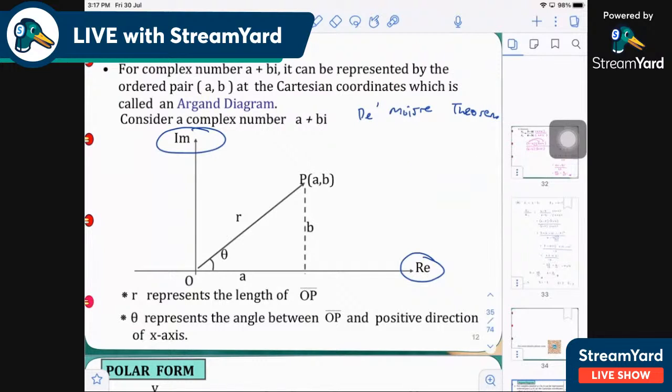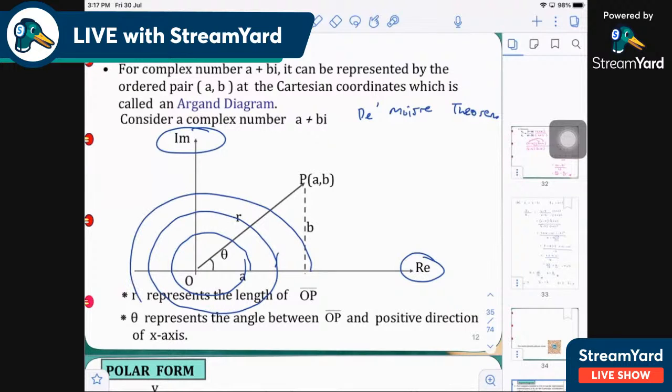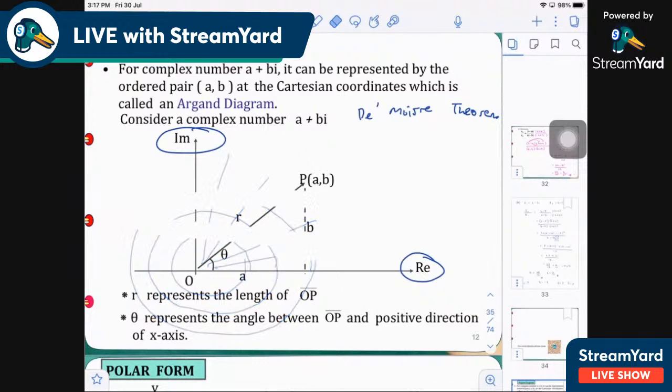This is how an Argand diagram looks like. Of course, we have a lot of lines over here. But right now we are not going to draw this complicated, because it's going to be very hard for us to understand. So we just try to represent this in the form of a Cartesian diagram, with the y-axis being imaginary and the x-axis being real.